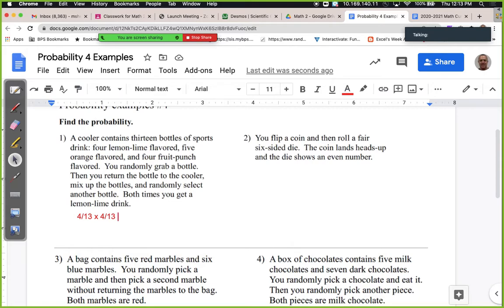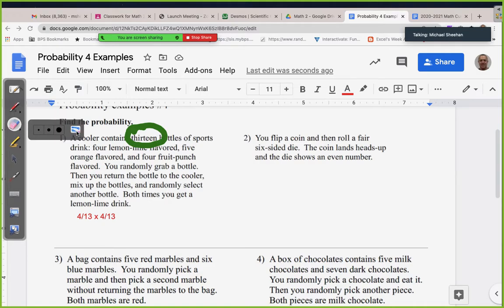Nope. Okay. There are 13 total bottles, right? In fact, let me use the highlighter. All right, there's 13 total bottles, and there's 4 lemon lime. So every time I reach in to pick one, if I want to get lemon lime, I've got a 4 out of 13 chance. Okay? And I'm doing 2 picks, so I'm going to multiply the 2 probabilities.